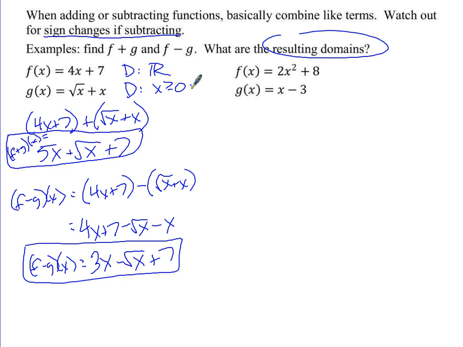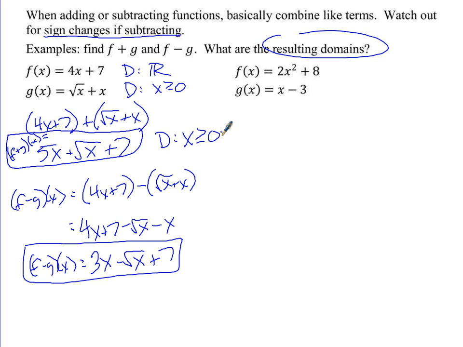So now the question is, what's the domain of this guy? F plus g. The domain of this guy is going to be the domain of this and this. So basically, you put these together, and the numbers that are overlapping are the numbers that work. So what is the domain going to be here? Yeah, just the values that are greater than 0. So domain is x that's greater than or equal to 0.